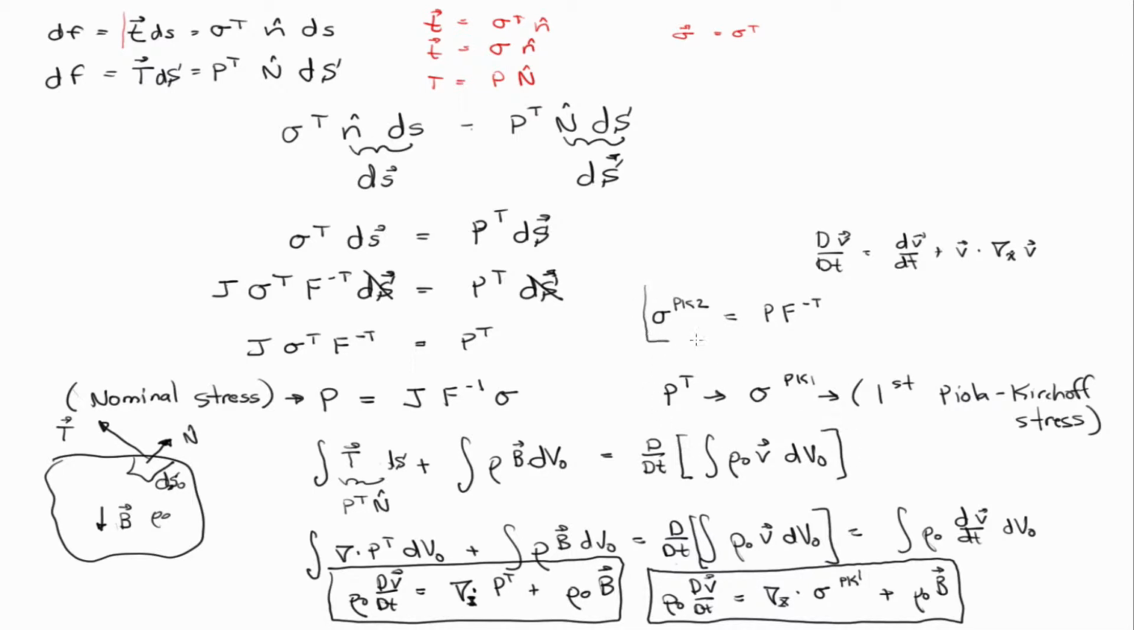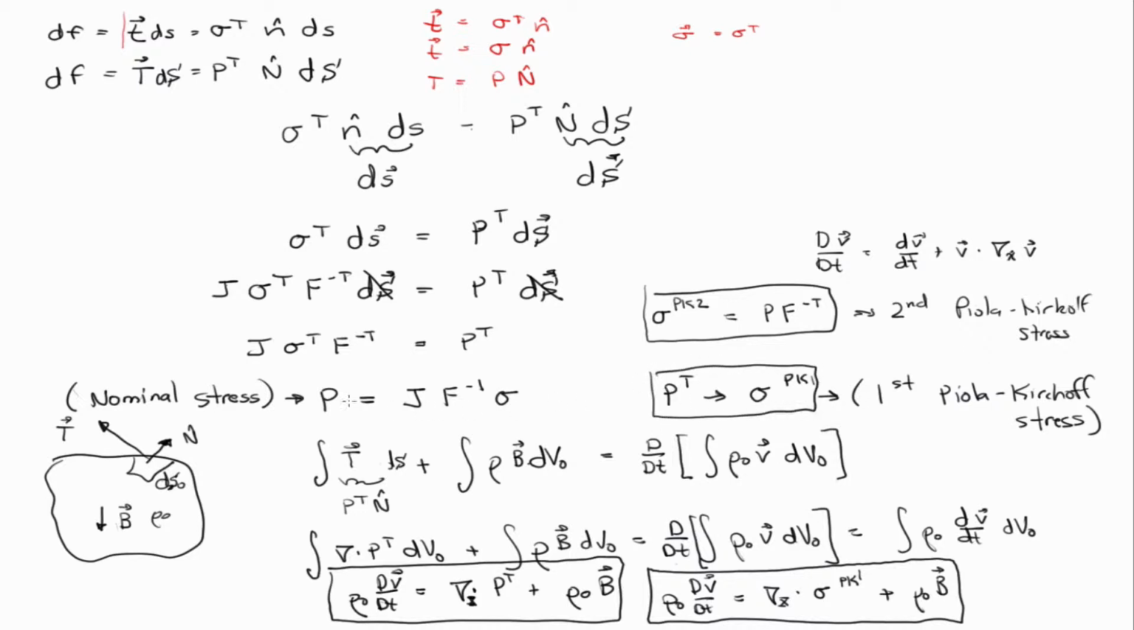Okay. So we have, this is the second Piola-Kirchhoff stress. So we have that, we have this, we have this. And of course the Cauchy stress is this symbol, right? So we have the nominal stress, the first and second Piola-Kirchhoff stress, and the Cauchy stress. They're all related to each other through the deformation gradient.